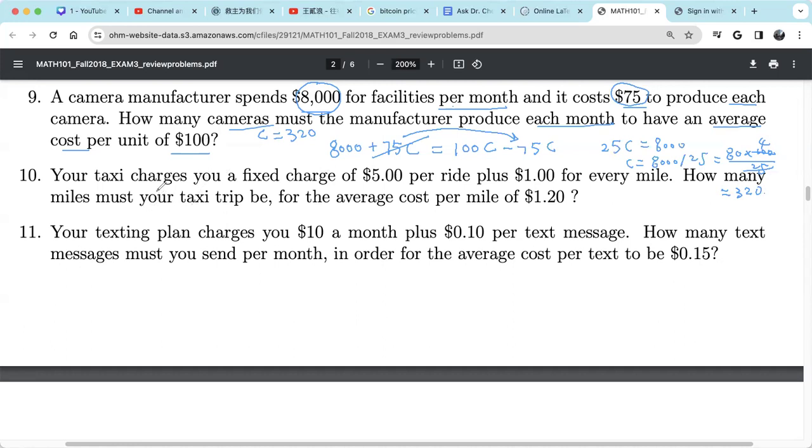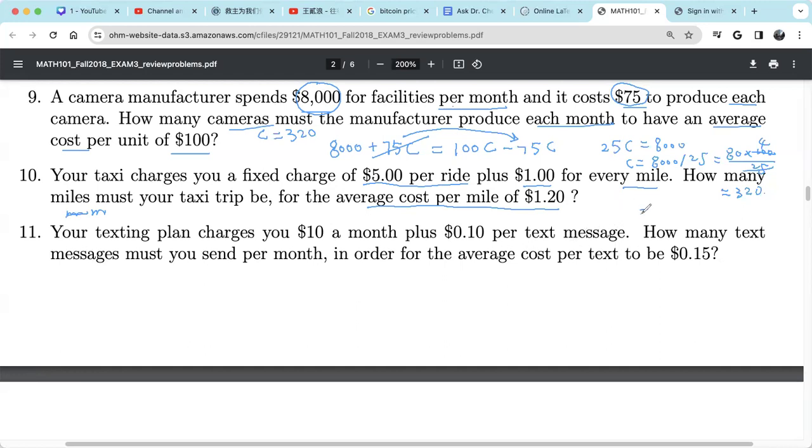Let's say 10. A taxi charges you a fixed charge of $5 per ride, then $1 for every mile. How many miles must your taxi trip be for the average cost, again average cost per mile, to be $1.20? We do the same thing. So we see, okay, how many miles? We use M miles. M, use the variable M. You can use X. You can use any variable you like.